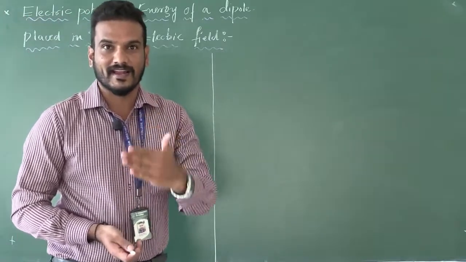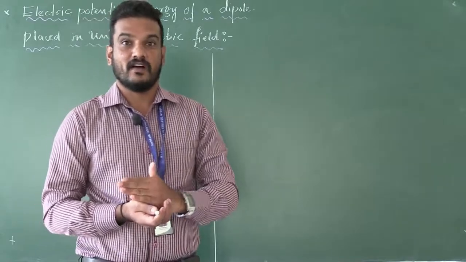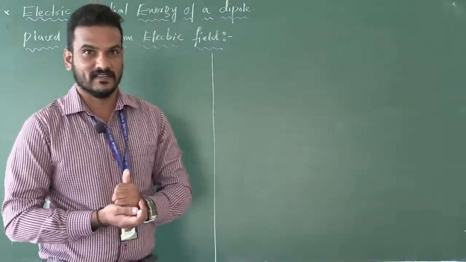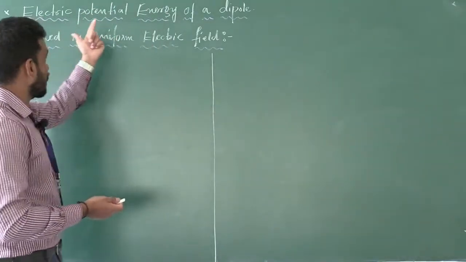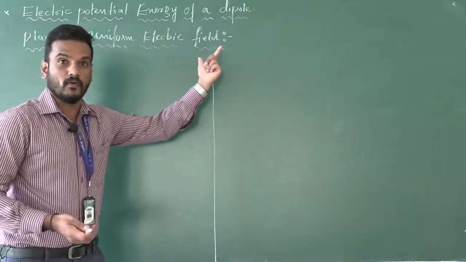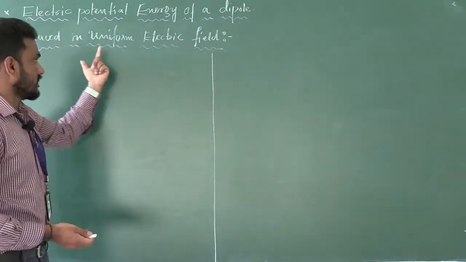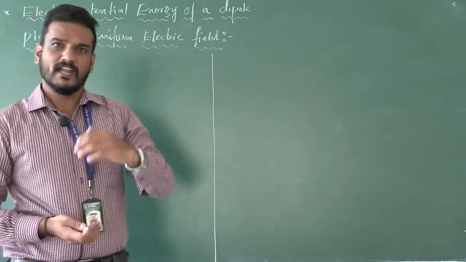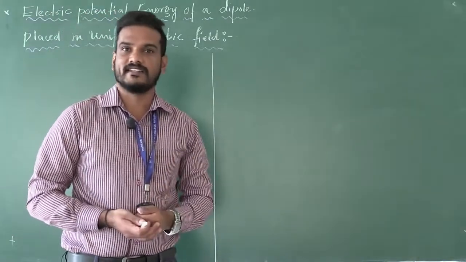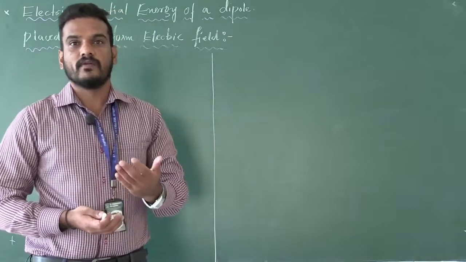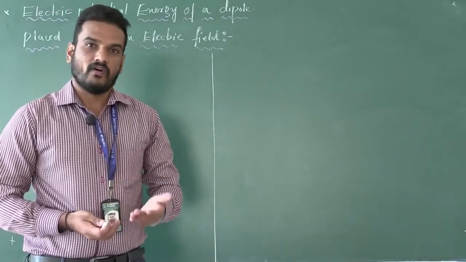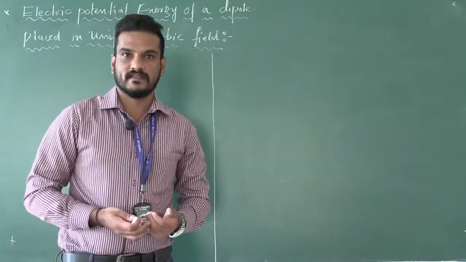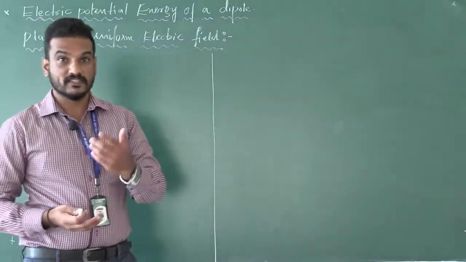We learned electric potential energy of a system of two charges. But here, electric potential energy of a dipole which is placed in uniform electric field. And about the dipole, already we learnt in the first chapter itself. Dipole is nothing but a pair of equal and opposite charges separated by a small distance 2a.